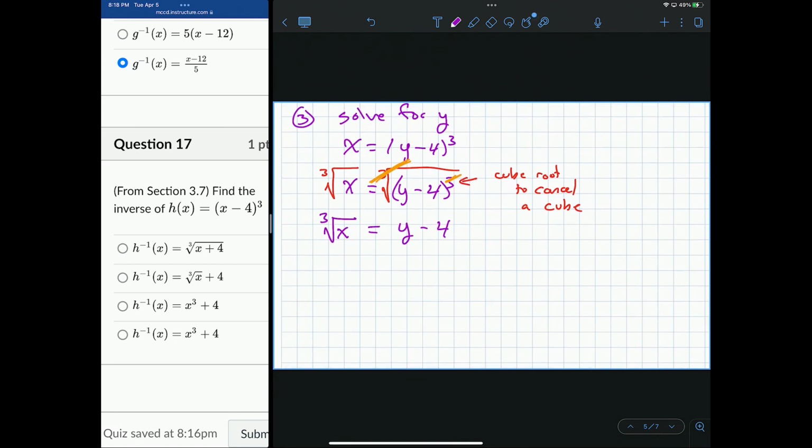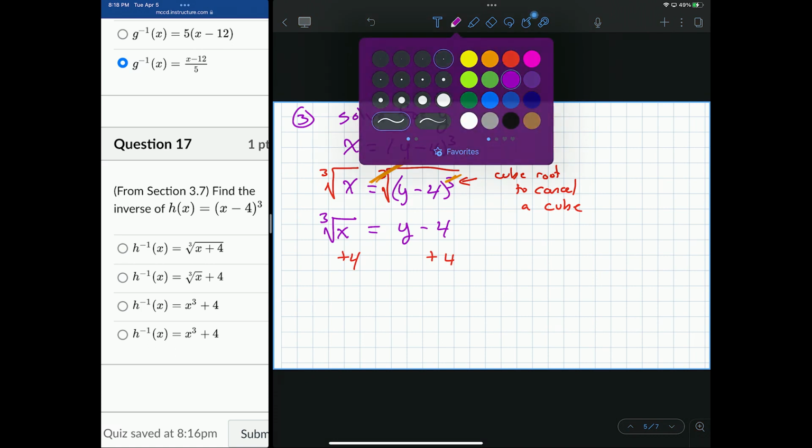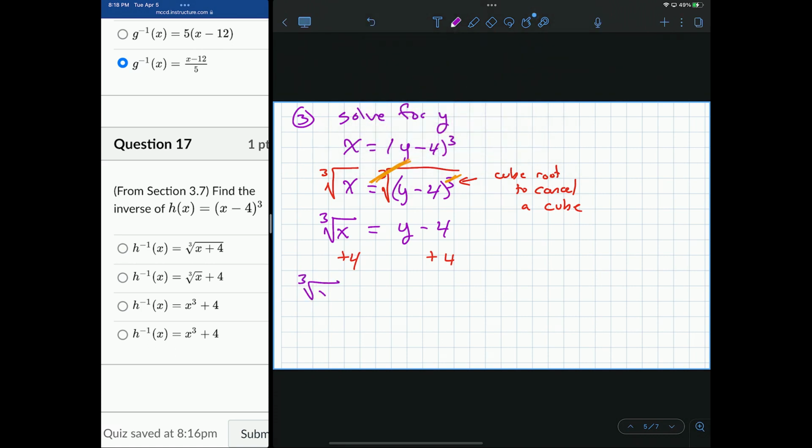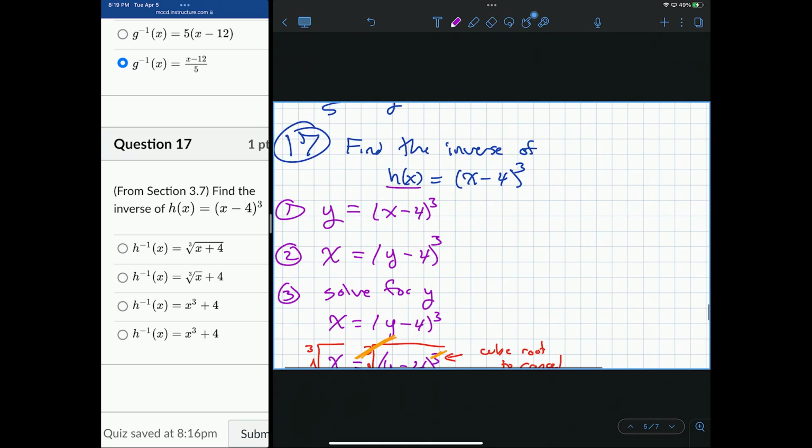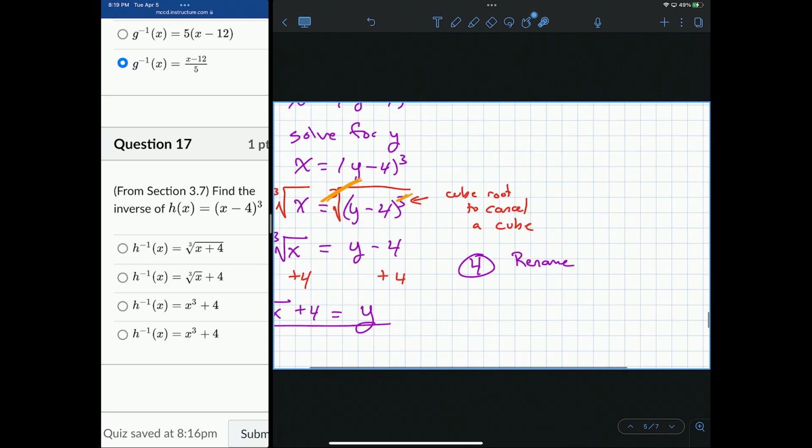All right. And we're trying to solve for y, so we just have one more step. Add 4 to both sides. And we get cube root x plus 4 equals just y. So we got that. And then finally, our last step is we just rename the function to be whatever we want its name to be. We're not going to call it y. The original was h, so we should call it h inverse, right?